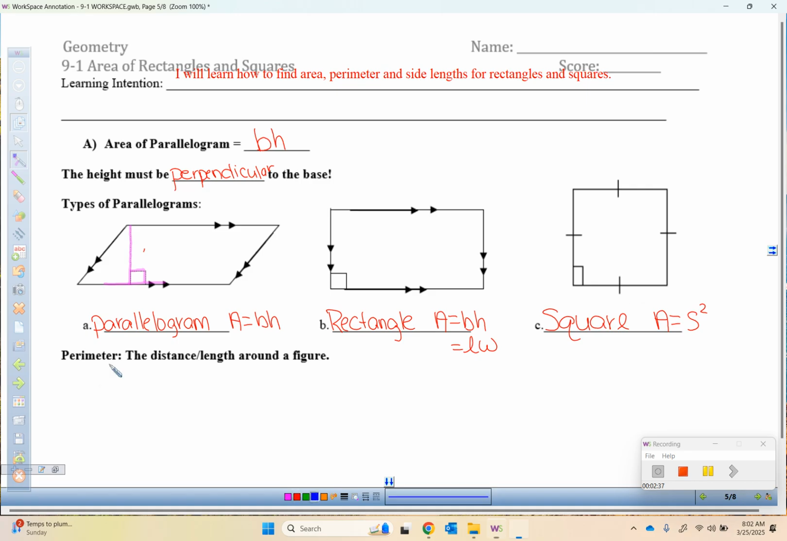Okay, and on a side note right here, perimeter, we will be talking about perimeter today. And perimeter is the distance around the figure. The distance or length around the figure. So if you were to walk around the outside of this school building, you would be walking around the perimeter of the building. Okay?